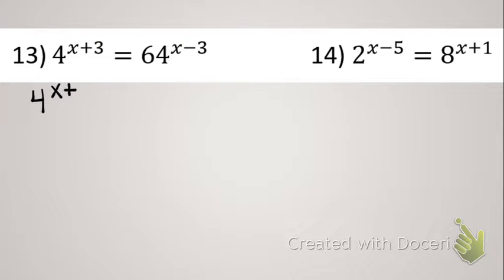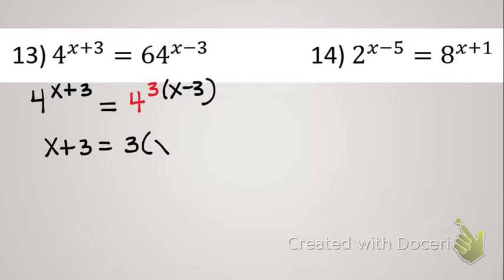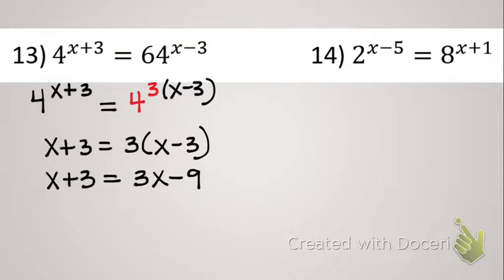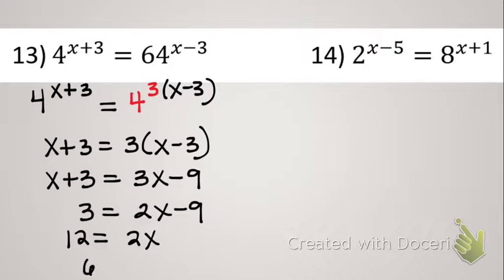So I'm going to keep it with the base 4. 4 to the what power is 64? 4 to the third. So then that gives you x plus 3 equals 3 times x minus 3. Distribute the 3. Subtract the x from 3x. Add the 9 to 3. And you should get 6. Who got 6?